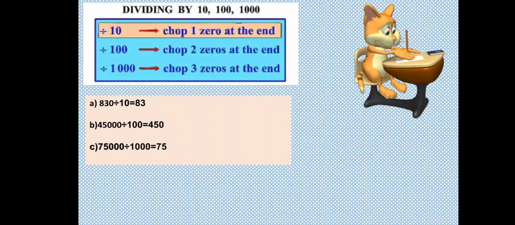Similarly, when we divide a number ending in zeros by 100, we remove two zeros from the dividend. For example, 45,000 divided by 100 is equal to 450.